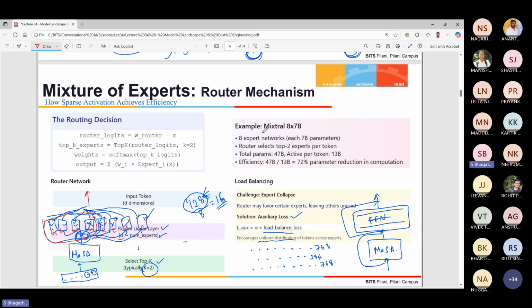For example, in Mistral, if you see 8 into 7 billion, each of them has eight experts. Each is 7 billion parameters, so the total is around 48 billion. If only 2 blocks are active per token, so top 2 experts per token, this is the reduction. What I'm saying is only these many parameters are computed at a time.